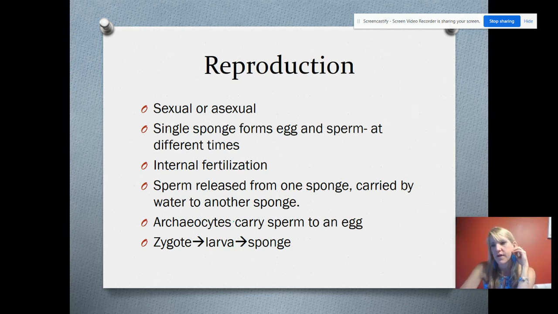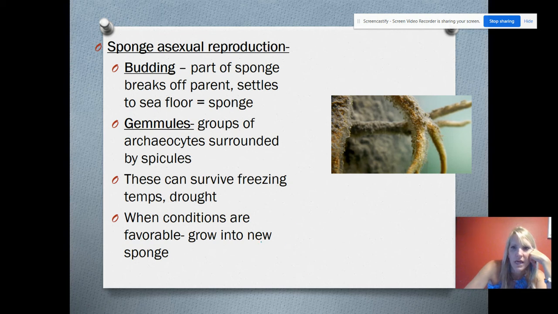Archaeocytes are the specialized cells. They have lots of things going on. Not only do they help to finish digestion, they help to carry the sperm to the egg. So this is a picture of budding here. Budding is what I told you, that part of the sponge breaks off.